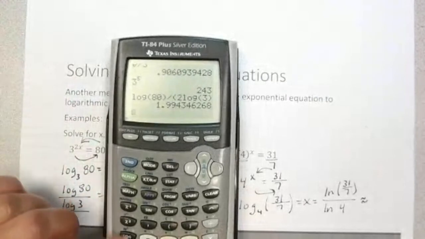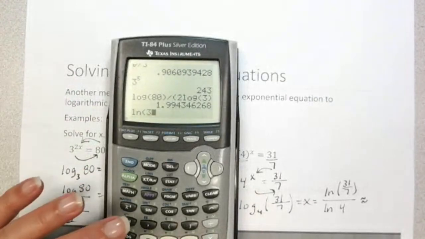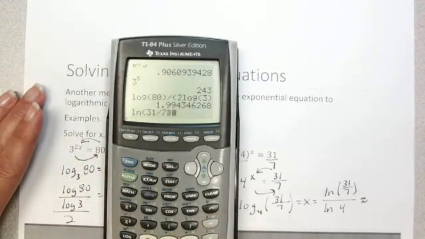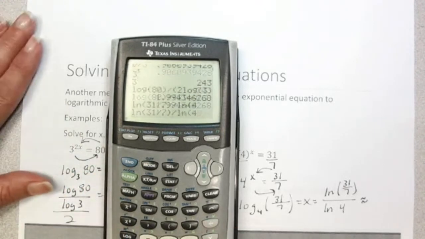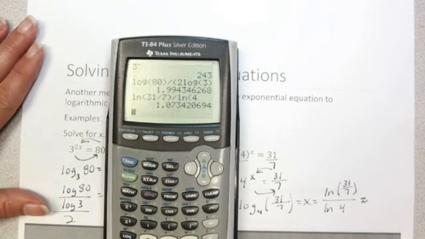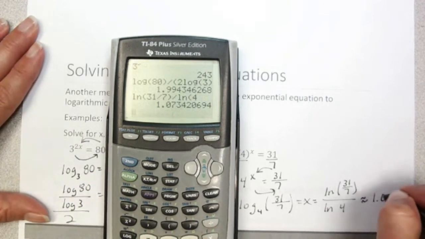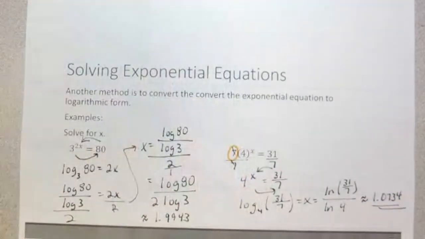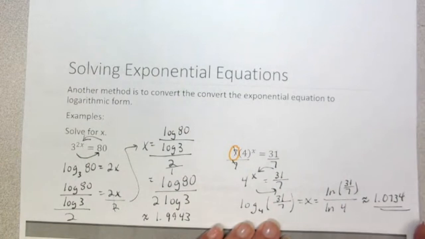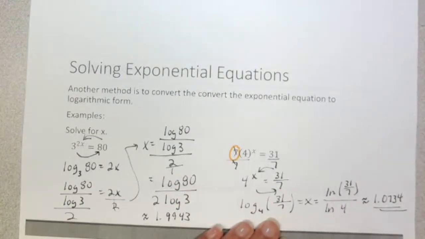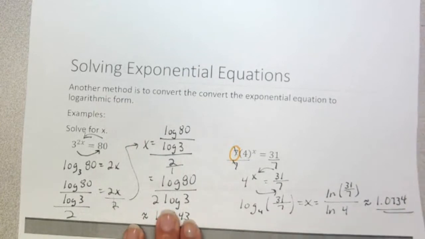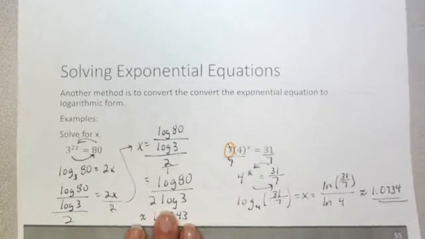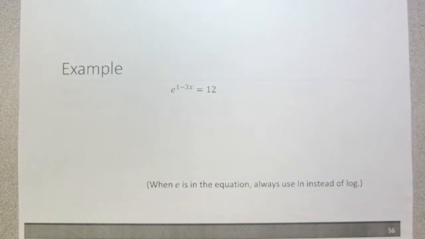We use 4 decimals. Let's see. The natural log of 31 divided by 7, and we'll divide that by the natural log of 4. And it approximates to 1.0734 when I use 4 decimals. All right. So if we can establish like bases, that's one way to solve an exponential equation. If we can't, then we just convert it over to logarithmic form and solve it that way. So 2 methods here for solving exponential equations.